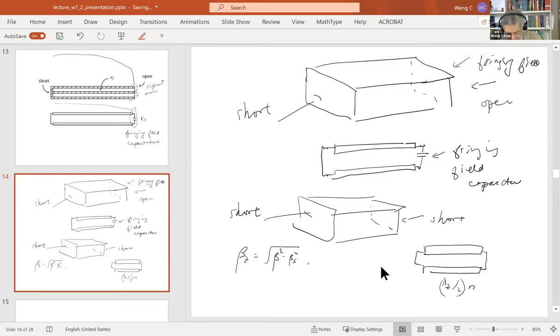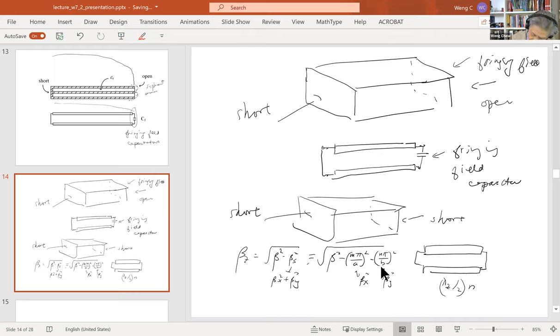And you remember what beta s squared for a rectangular waveguide is? It is, let me see what notation I use, I use m, okay, m pi over a squared plus n pi over b squared. Remember that? Beta s squared is equal to that. One of these is beta x squared, the other one is beta y squared. Beta s squared is beta x squared plus beta y squared. Remember that? When you did the rectangular waveguide, we have those as the dispersion relationship.